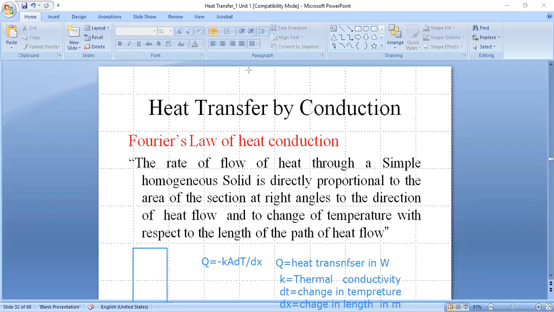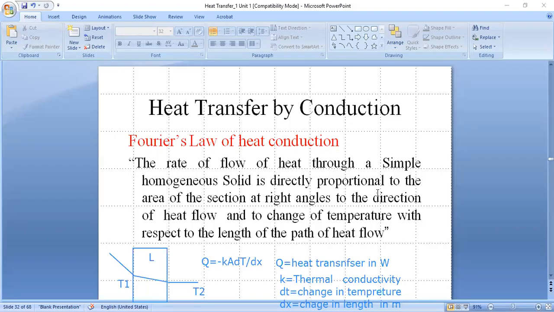See here. This is the T1 temperature. Next, T2 temperature. And this is the L.